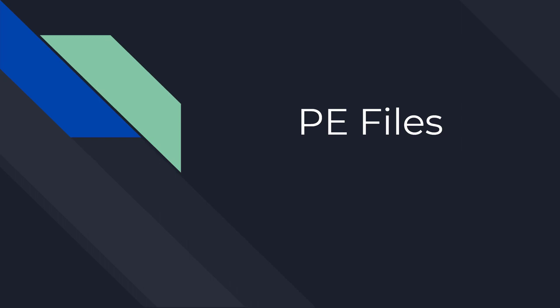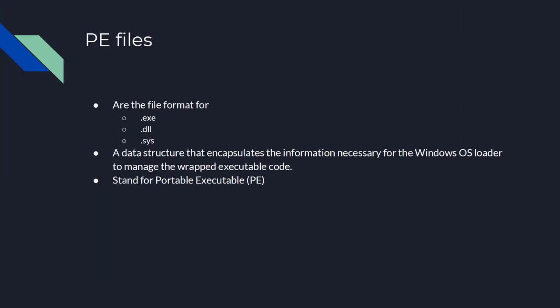Let's discuss briefly PE files. So what are PE files? PE files are basically the file format for executables, DLLs, and .sys files. So if you use Windows a lot, you've almost certainly encountered .exes in the form of installers.